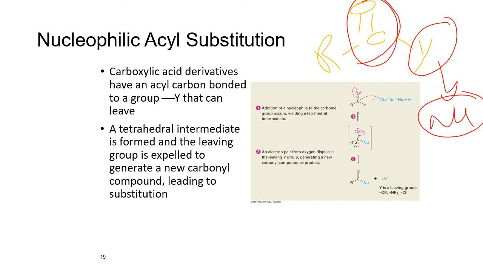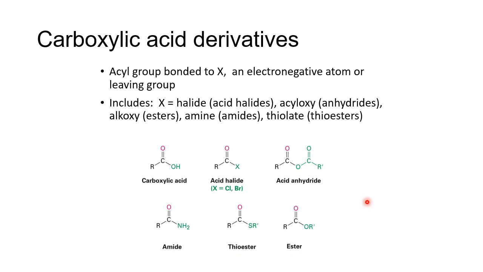أول شيء، ما هي الـ carboxylic acid derivatives اللي بيهمونا؟ حكينا عنهم، الـ Y هاي ممكن تكون OH، ممكن تكون Cl أو Br، هيلايد، صار اسمهم acid halide أو acyl halide، ممكن تكون another carboxylic acid، and this we call acid anhydride. ليش acid anhydride? Because basically this is coming from two carboxylic acids.